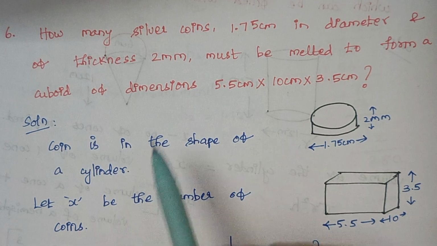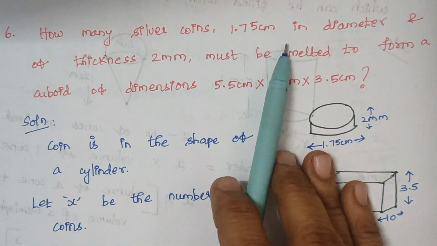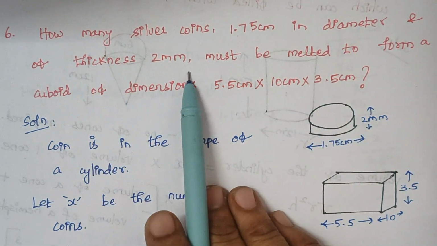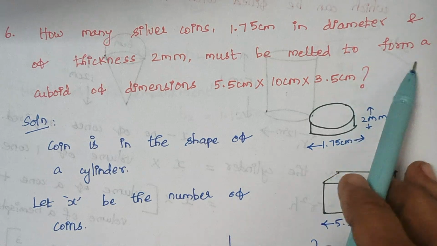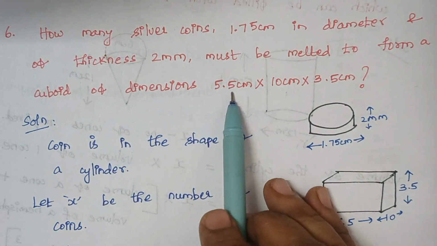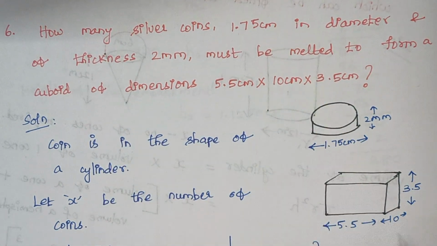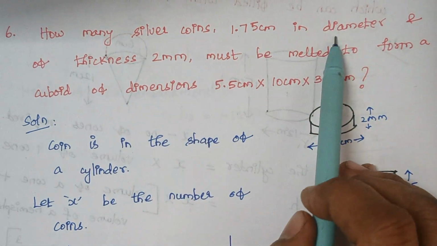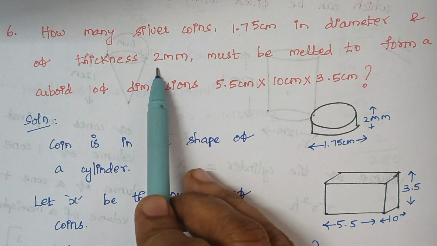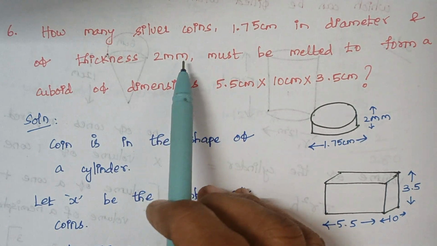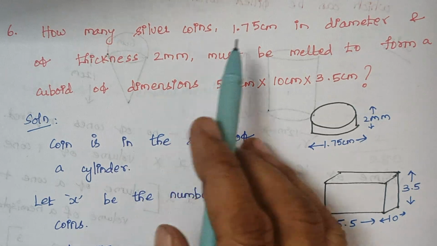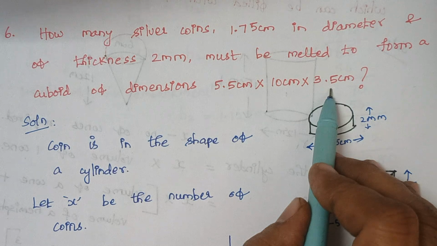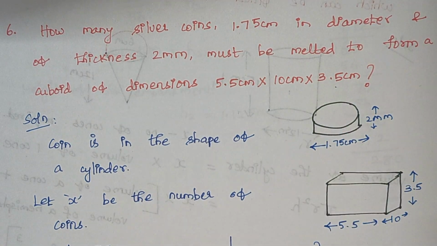Problem number 6. How many silver coins 1.75 centimeter in diameter and of thickness 2 mm must be melted to form a cuboid of dimensions 5.5 by 10 by 3.5. So here we have a silver coin whose diameter and thickness are given, and we are melting some silver coins to form a cuboid of this dimension. Here we need to find how many such silver coins we need.